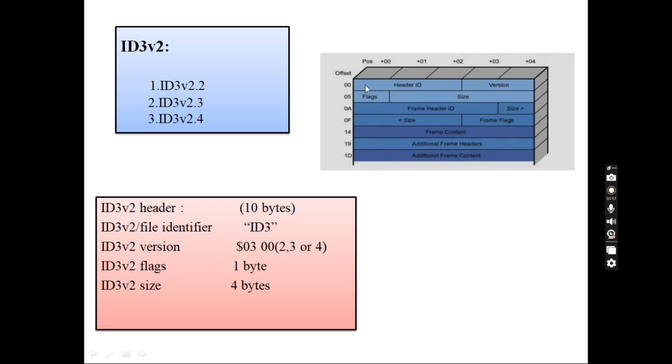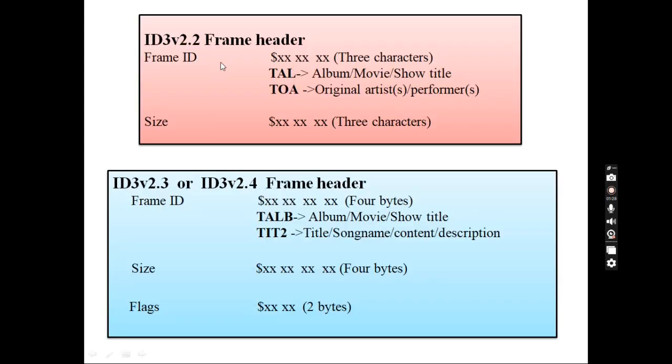In this diagram we can see the first 2 rows will indicate the header of a particular MP3 file. The next we have is the ID3 V2.2 frame header.